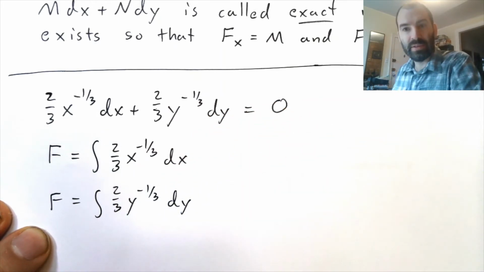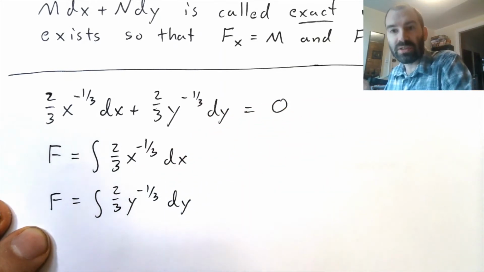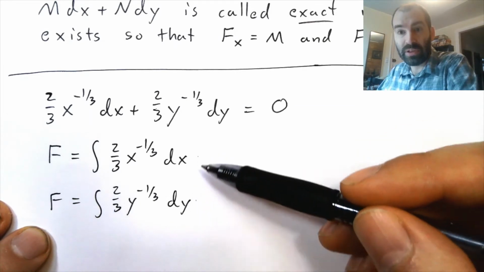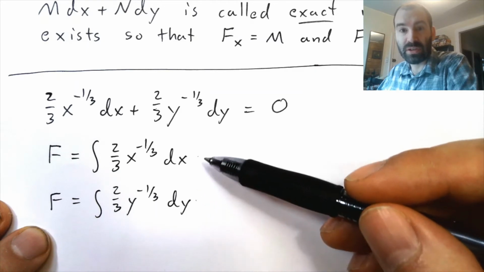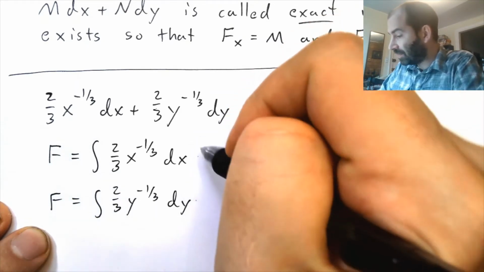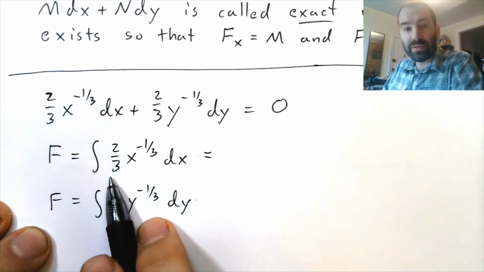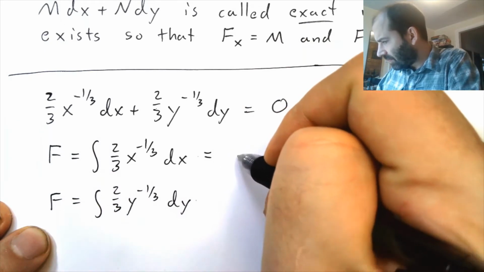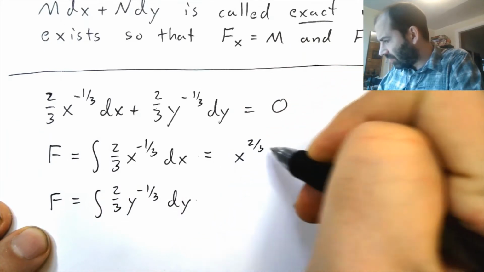this. So in order for this to work, we need to verify that these agree, right? If these don't agree, then this is hopeless. Okay, so let's go through this. The antiderivative of this thing, well, what is that? Well, of course, that's just x to the 2/3.